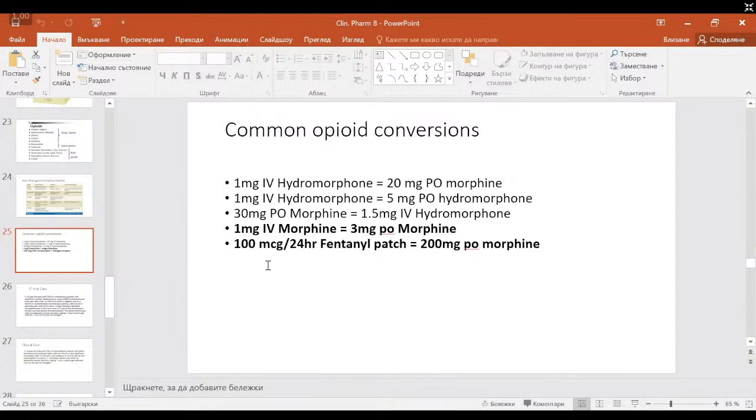And another important thing is that fentanyl, 100 micrograms, so it's not milligrams, it's micrograms of fentanyl, patch is equal to 200 milligrams oral morphine. So this is an important point, because in the exam you can get asked the question, which is more effective and which is of higher potency. So potency and effectiveness are two different things.